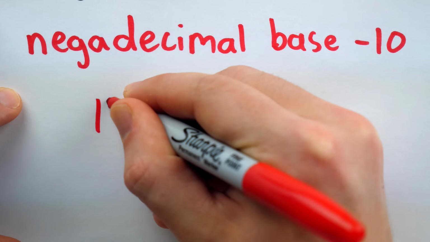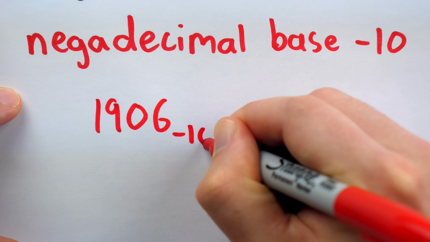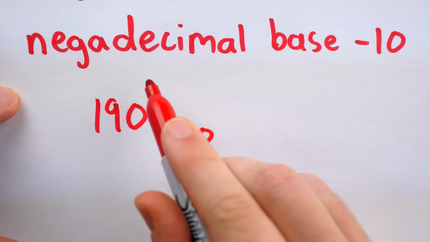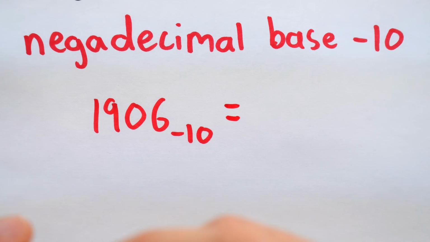Consider the number 1906, and I'm going to put in the subscript negative 10 to indicate that this is written in negadecimal. Now, what is this equal to in our standard decimal system? Well, let's apply what we know about number bases and see if we can compute it.